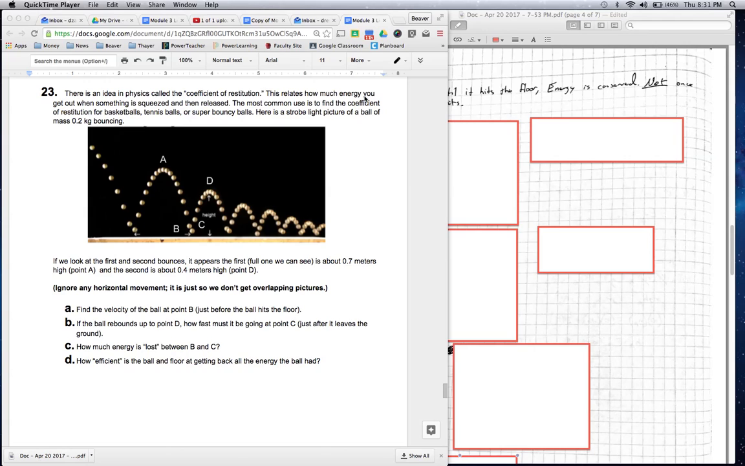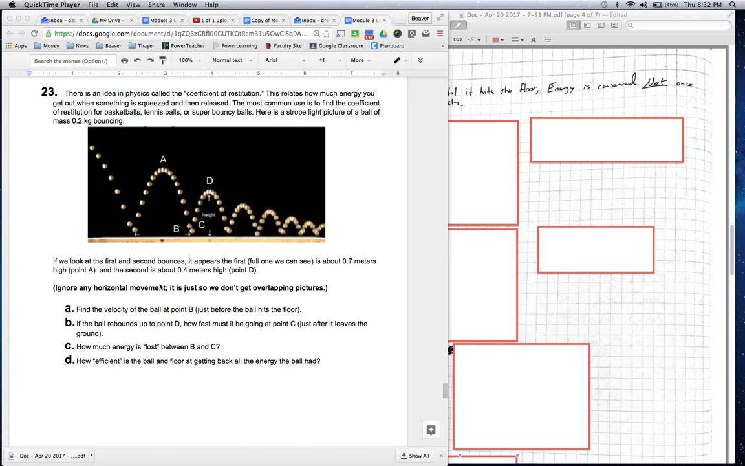We are looking at question number 23. This is the one with the bouncing ball and the coefficient of restitution. This relates how much energy you get back out. So this is a ball bouncing. Its highest point is point A up here. B is just before it hits the ground. C is just after it leaves the ground. And D is at its highest point again for this next bounce.